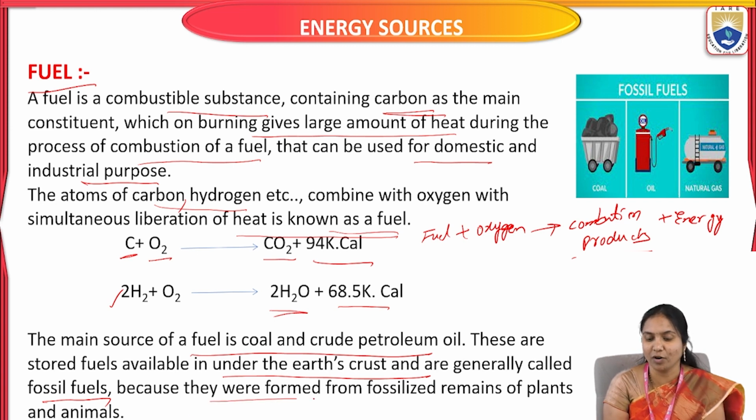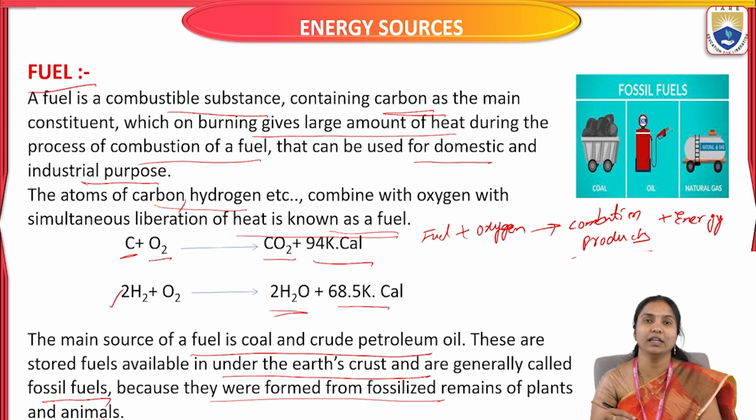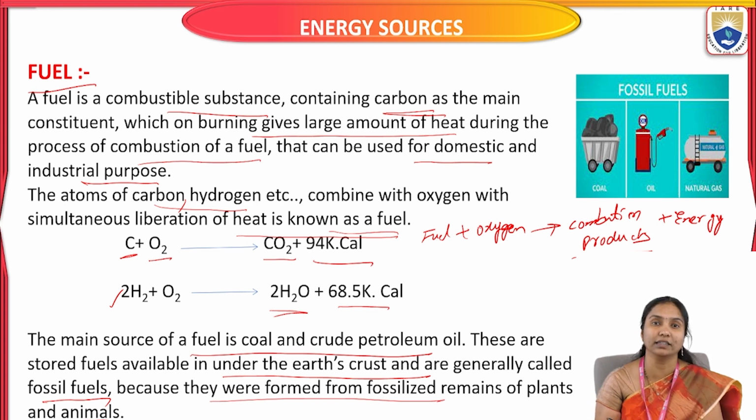They are called fossil fuels because they were formed from the fossilized remains of plants and animals. Simply, plant and animal materials were buried under the earth's crust for millions of years in the absence of air, and in this way they converted into fossil fuels. So the main sources of fuel are coal and crude petroleum, stored under the earth's crust.